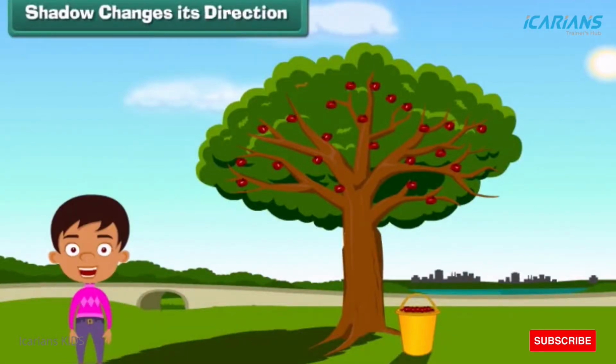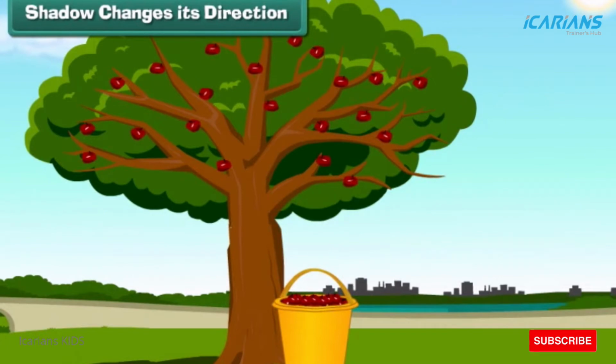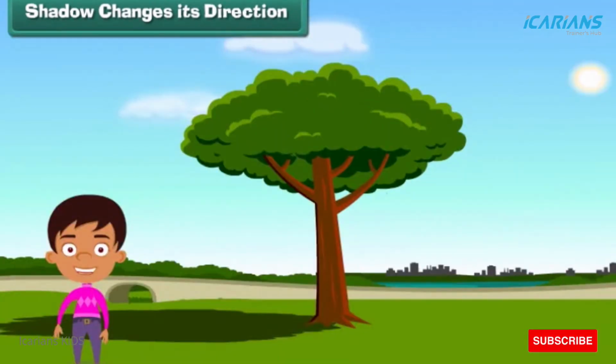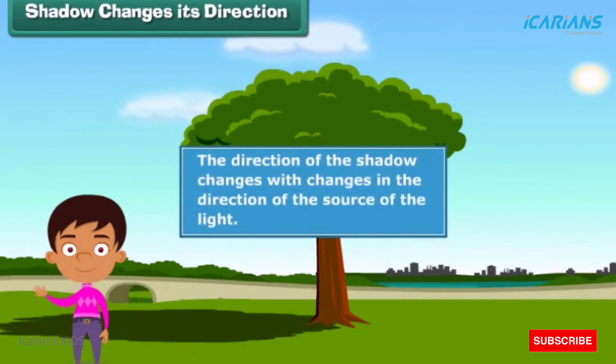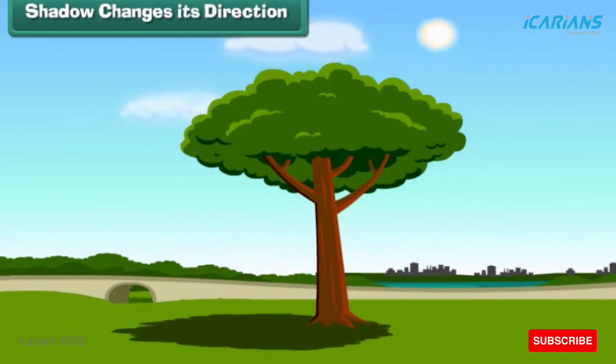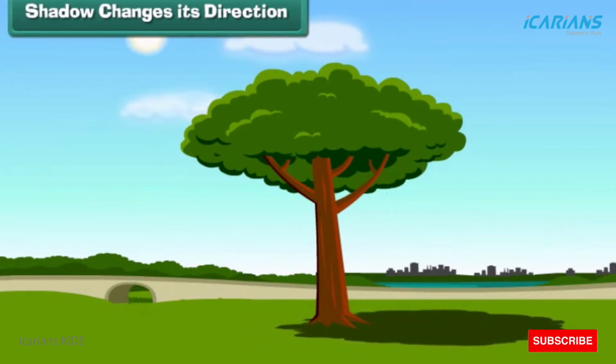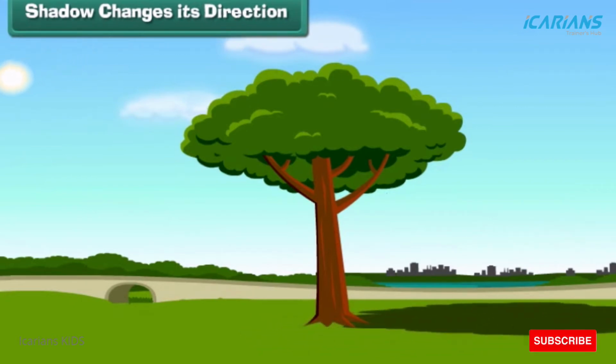Hi friends, at first let's discuss what a shadow is. Actually, a shadow is an area of darkness which is formed when the light is blocked by an object. You'll be surprised to know that the direction of the shadow changes with the changes in the direction of the source of the light. For example, shadow of these trees changes as the sun moves from east to west during the day. During all day, sometimes it becomes long and sometimes short. Let's see how this happens.